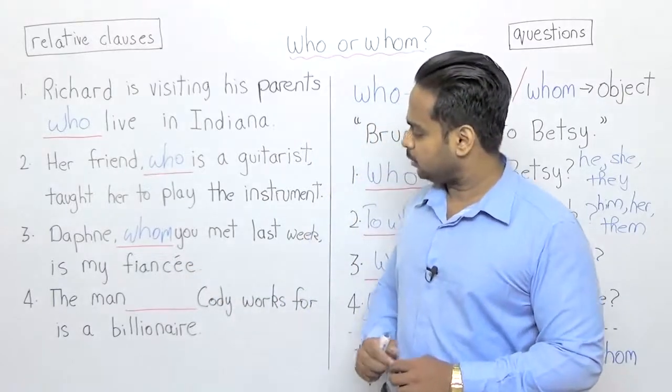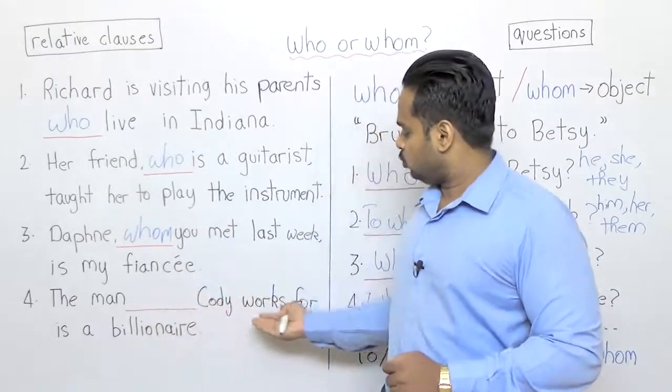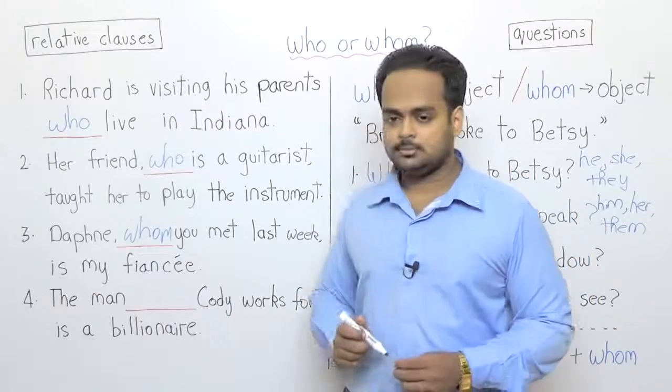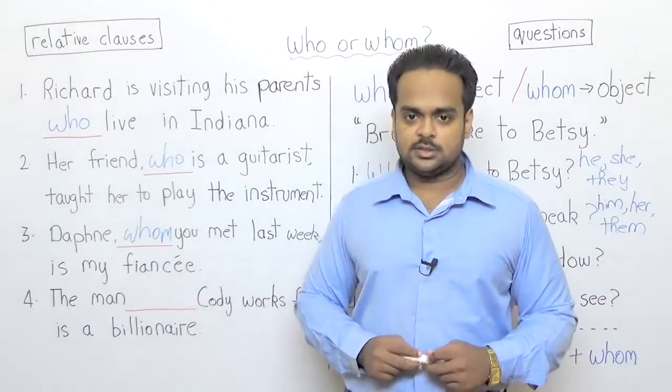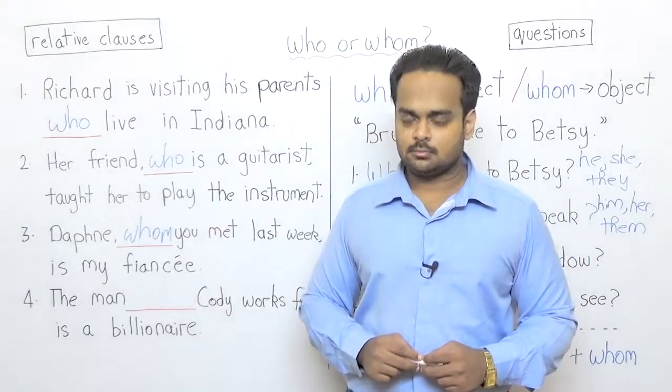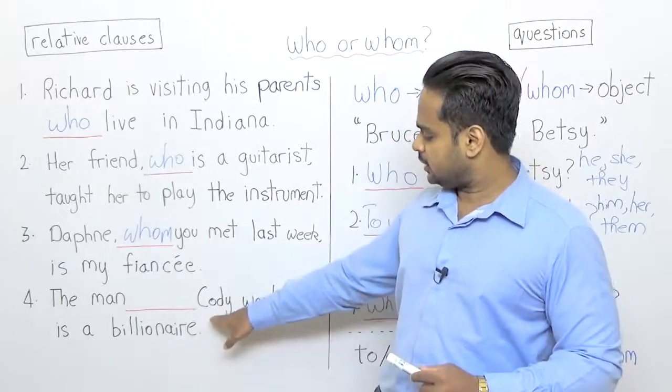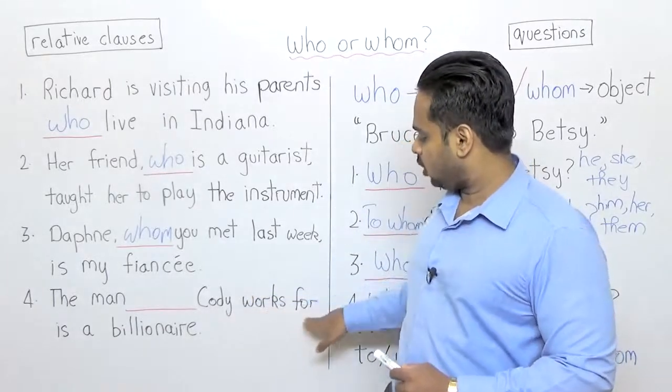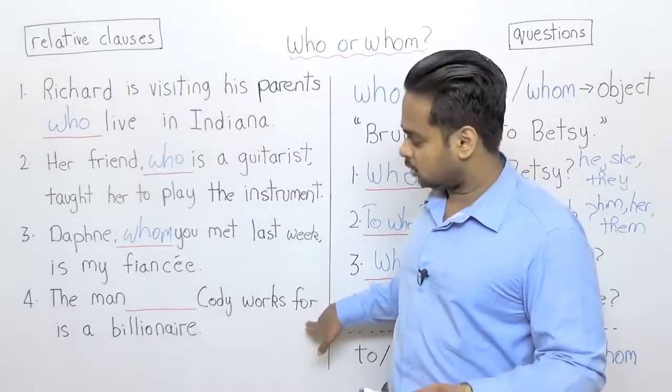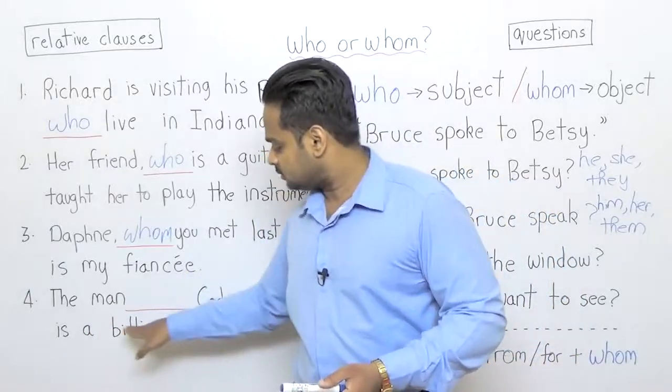And in the last example, the man ___ Cody works for is a billionaire. Can you now split this into the two smaller clauses? The first clause starts here. Cody works for a man. The second clause is the man is a billionaire.